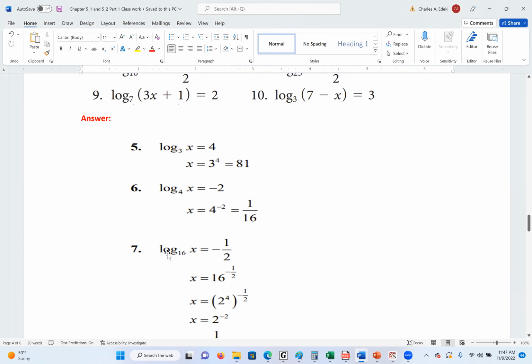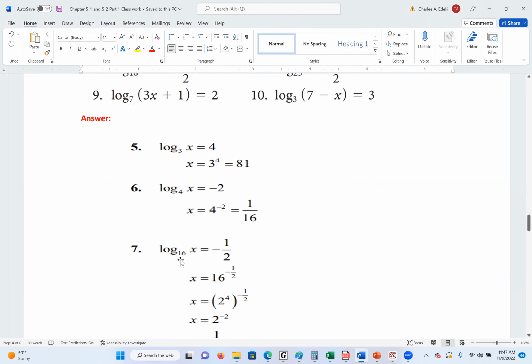Now, question 7, we have log base 16 of x equal to negative half. So 16 to the power negative half equal to x. Or we say x equal to 16 to the power negative half. And solving this problem, we will get 1/4.